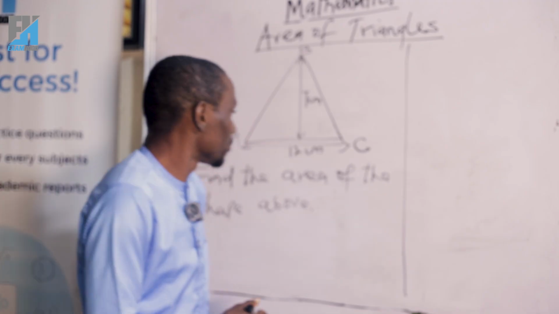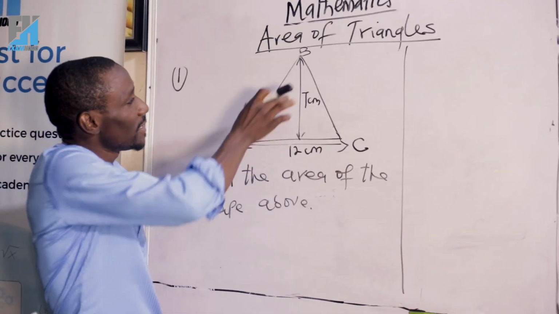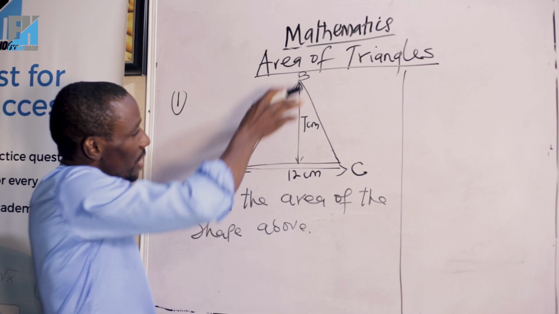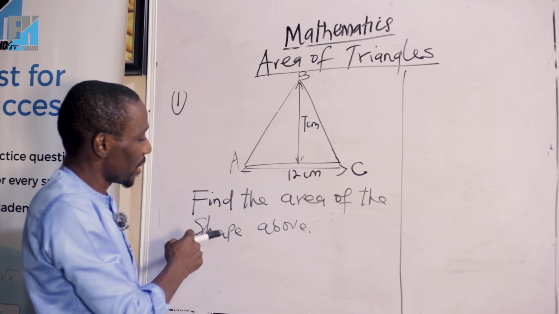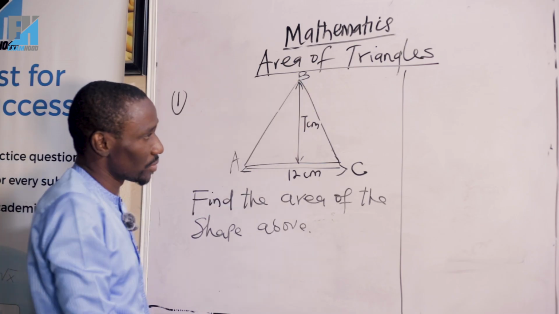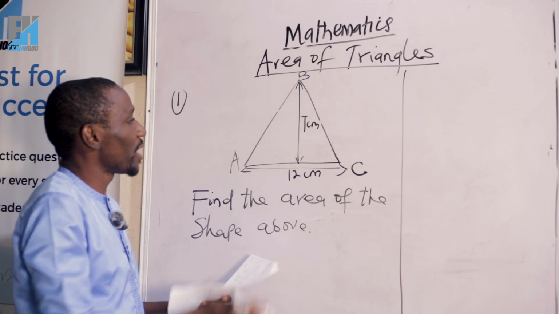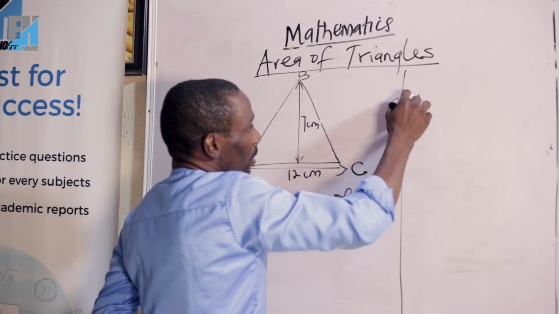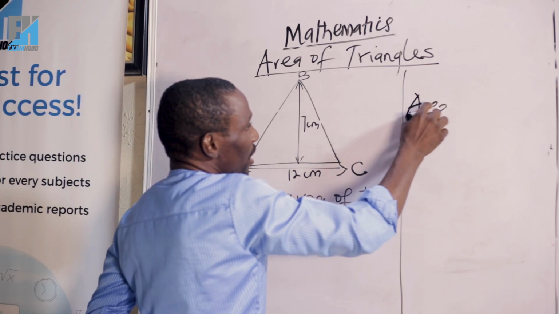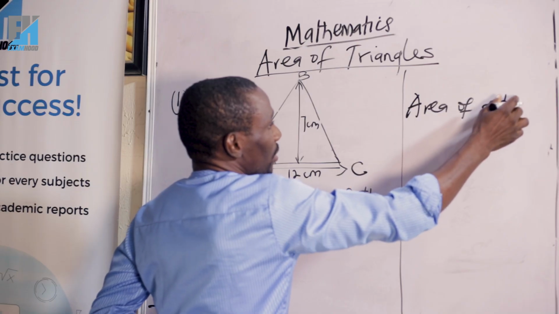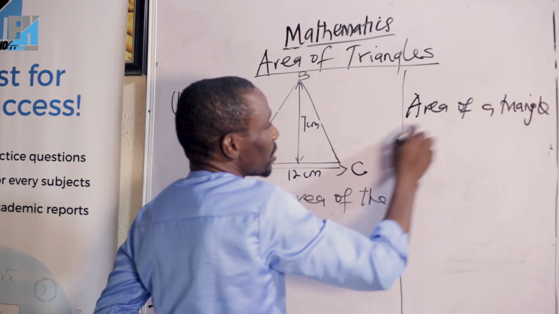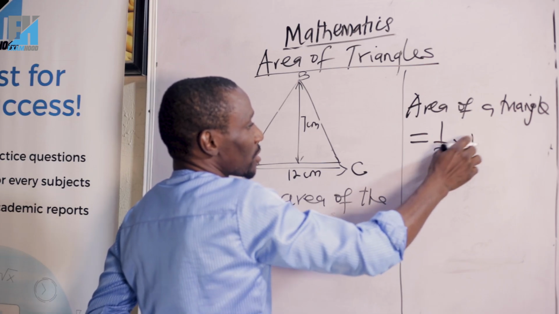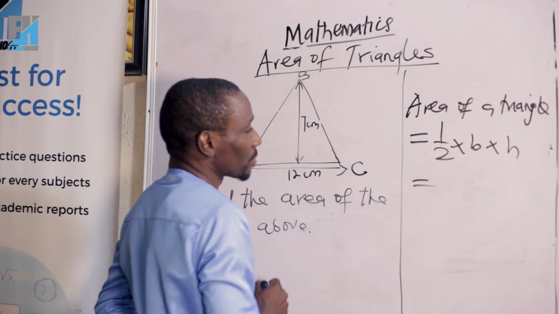So let's look at this question now. This shape is a triangle. So we are asked to find the area of this triangle. So what is the formula to find area of a triangle? Area of a triangle is given by half times base times height.